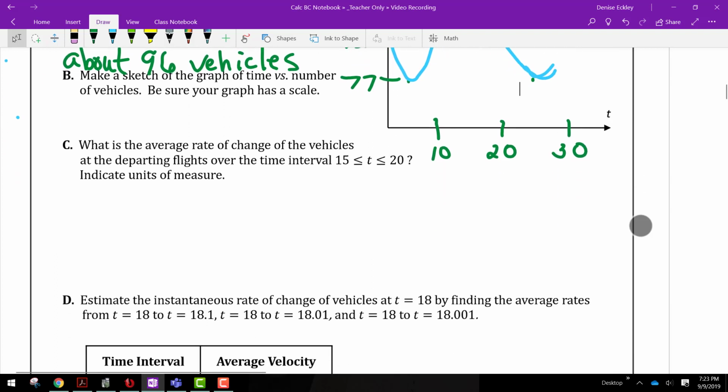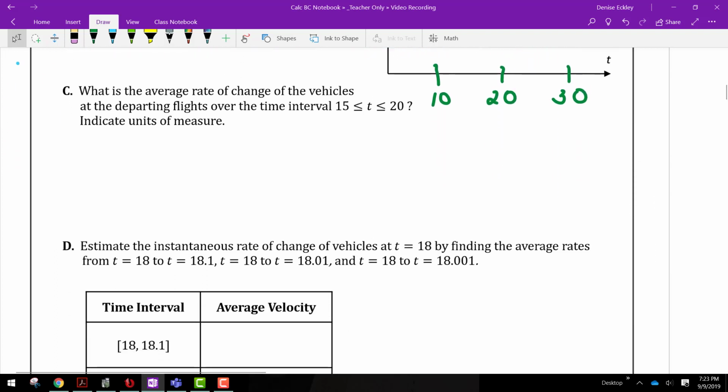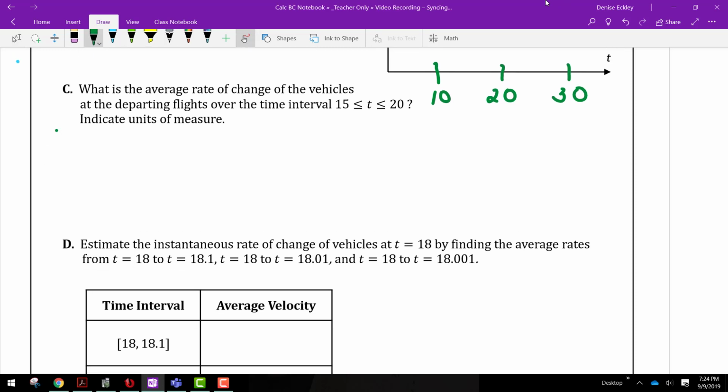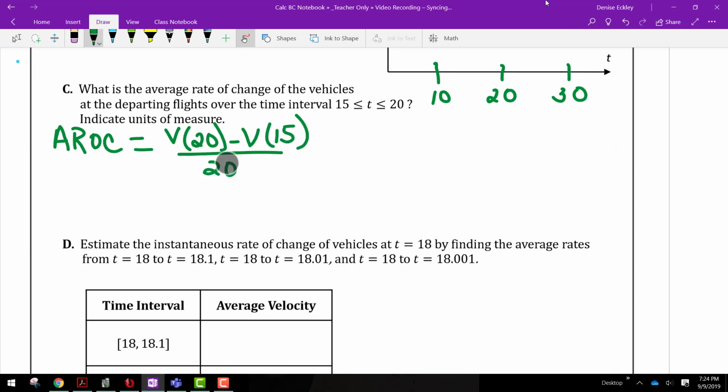Okay, so now what is the average rate of change of the vehicles at the departing flights over the time intervals between 15 minutes and 20 minutes, and indicate the units of measure? One thing I'm going to comment on here is that on the AP test, you only need to include units if the test questions ask for it. So we're going to do V of 20 minus V of 15 over 20 minus 15. And we can get those values from the table as we did before.